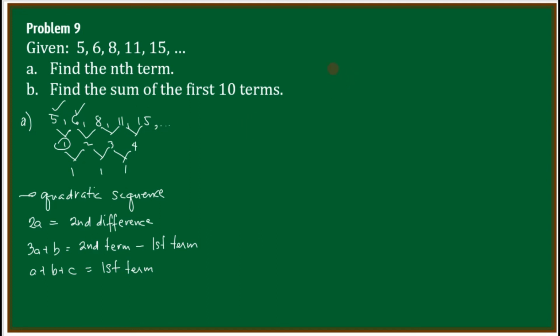Mag-start tayo sa 2a. So, 2a is equal to the second difference. Ang second difference ay 1. Okay, so solve for a, divide both sides by 2, cancel. Therefore, ang a natin, 1 half.